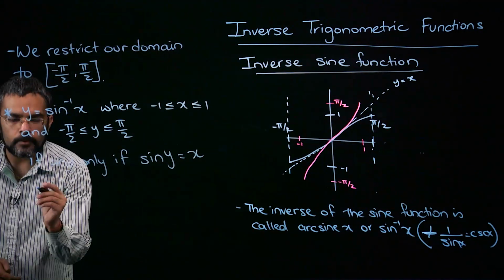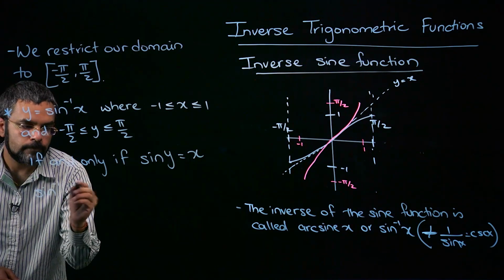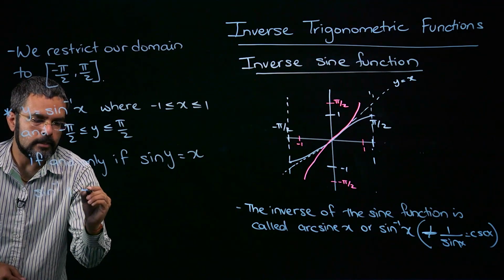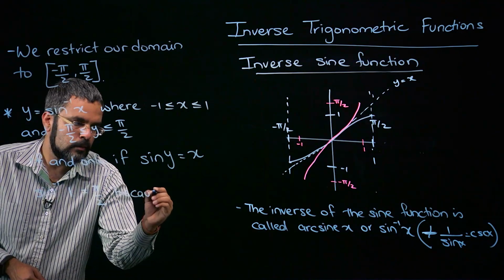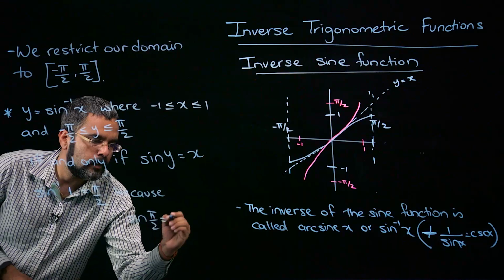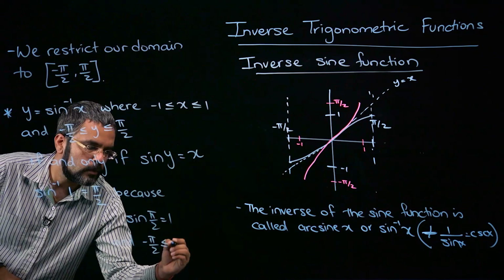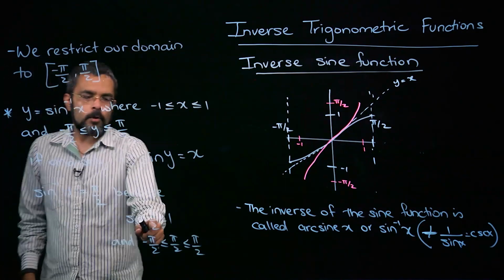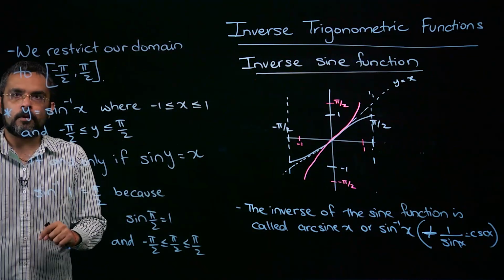Okay, as an example, sine inverse of 1 is equal to pi/2, because sine of pi/2 equals 1, and -pi/2 less or equal to pi/2 less or equal to pi/2. Since pi/2 falls in that interval from -pi/2 to pi/2, we can say that sine of pi/2 is equal to 1.